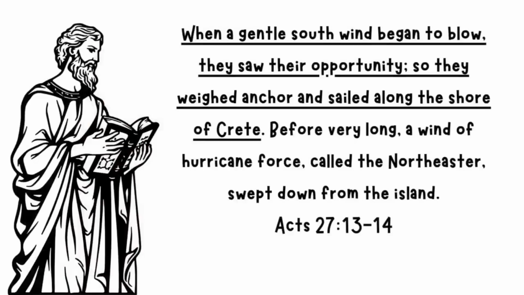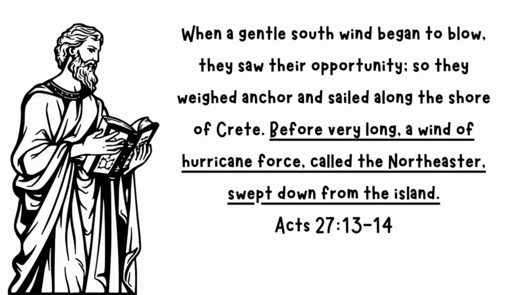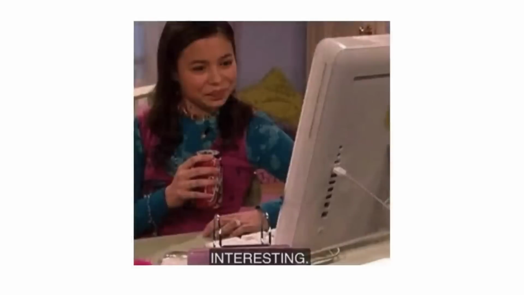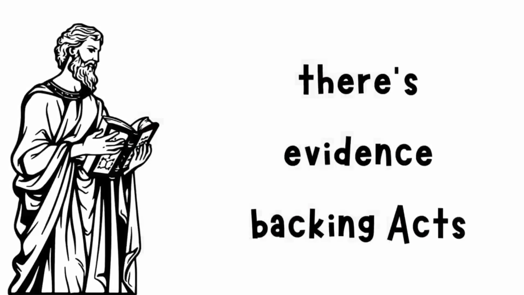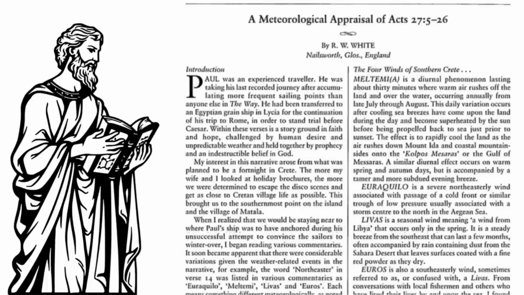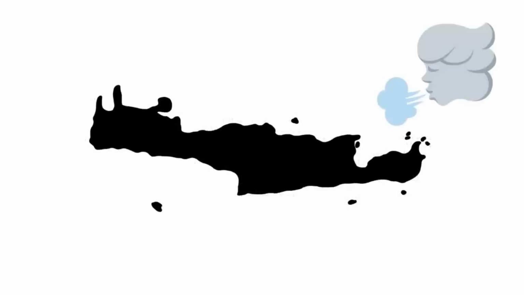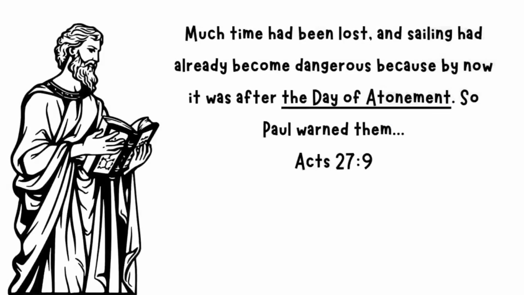So verses 13 through 14 paint this picture of the crew sailing close to the shores of Crete, thinking they're in for a smooth ride. But boom, out of nowhere, this ferocious northeasterly wind, a real tempest, comes barreling down from the land. Now, here's where things get fascinating. There's historical proof again backing up Luke's account. You see, meteorologists tell us that there's this well-documented wind that sweeps over Crete from the northeast, especially around the time of the Day of Atonement in the fall, just like Acts 27:9 mentions.